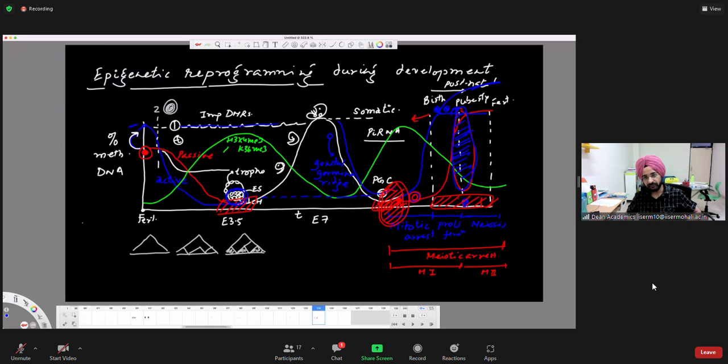So your question is right, some people actually think that the dotted line is the case here. However, the popular view is that this is not the case. Until certain cells move to the germinal ridge, demethylation does not happen. These two phenomena, movement to the germinal ridge and demethylation, are synchronous.